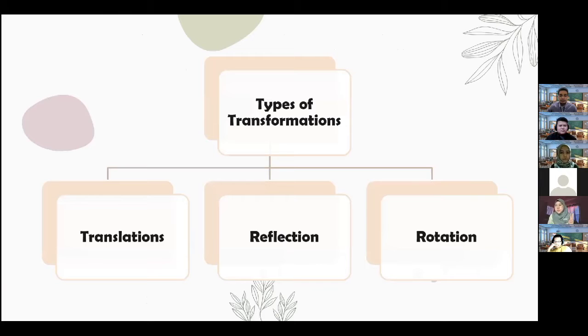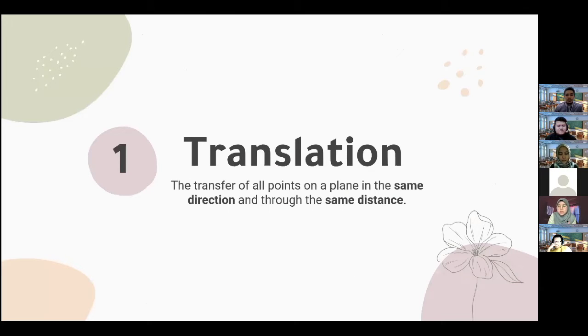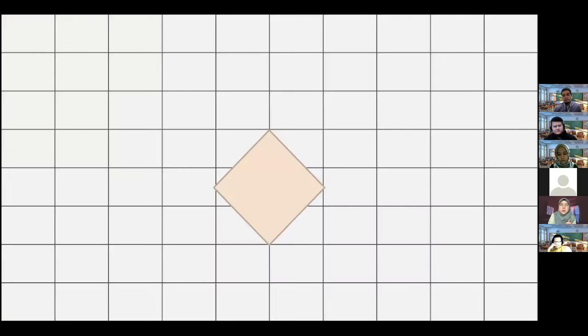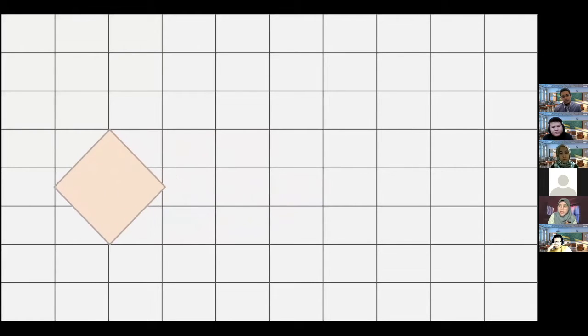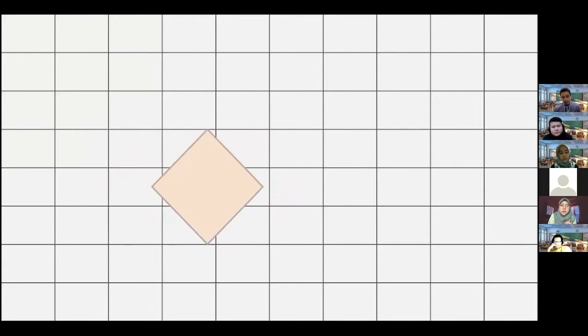In transformation, there are 3 types that you need to know: translation, reflection, and rotation. But for today, you will learn only translation and reflection. The first one, translation, is the transfer of all points on a plane in the same direction and through the same distance. The direction can be to the left, positive, to the right, negative, upwards, positive, and downwards, negative.